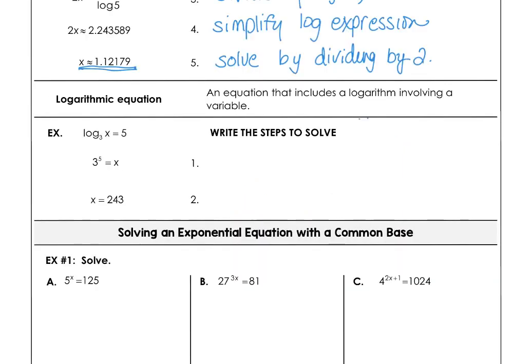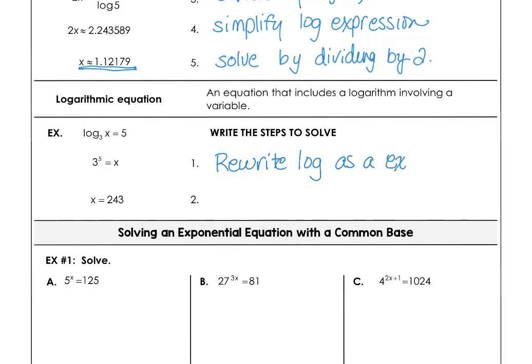Then this lesson also considers logarithmic equations, and a logarithmic equation is any equation that includes a logarithm involving a variable. So in this example, we're going to have log base 3 of x equals 5. And if we use the definition of logarithms and convert the logarithm into an exponent, we could rewrite the log as an exponential equation, which is what we've done.